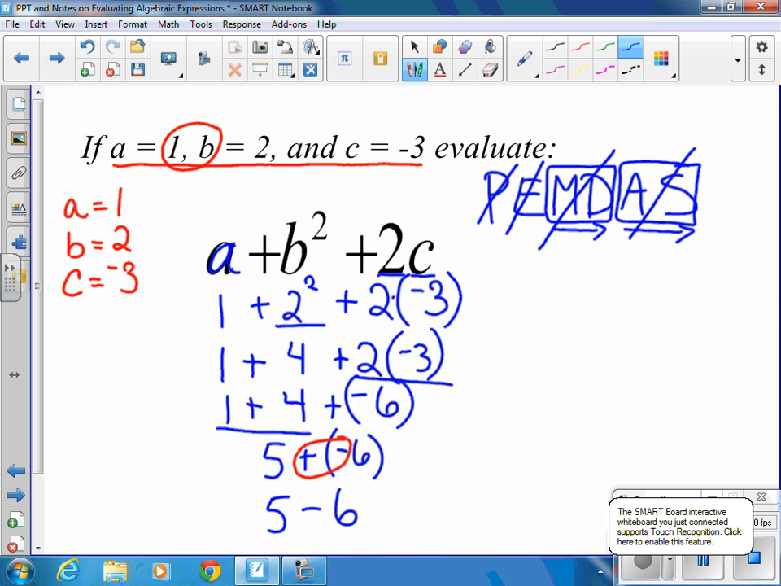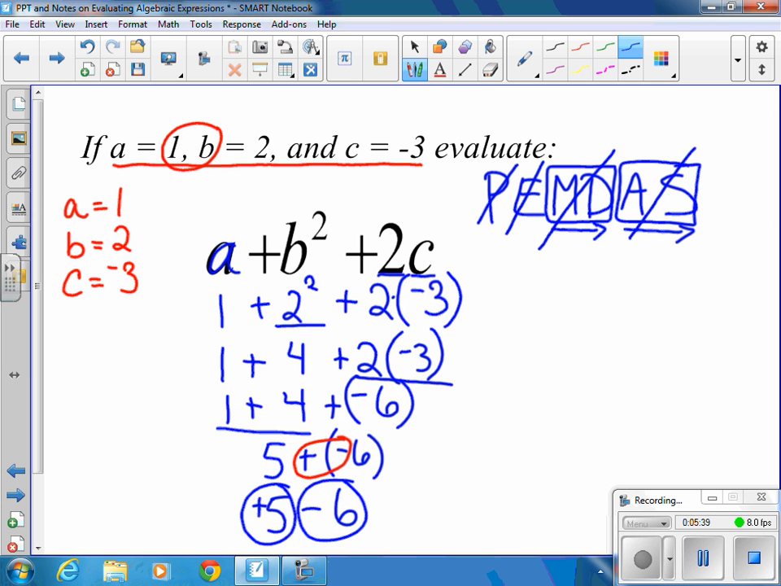And now we can combine our integers. 5 minus 6, you might already know it's going to be negative 1. But you might want to go ahead and say that's a positive 5, and this is a negative 6. Different signs, I find the difference between the numbers, or subtract them. So that's going to give me a 1, and I take the sign of the larger number. Remember, our little larger means absolute value. Negative 6 has a greater absolute value than positive 5. So my answer is negative 1. And there's our first question.